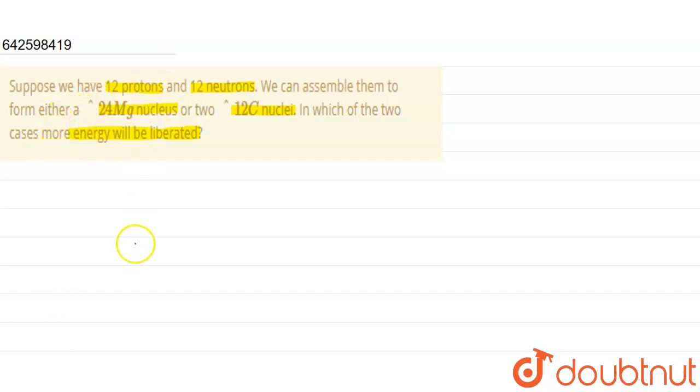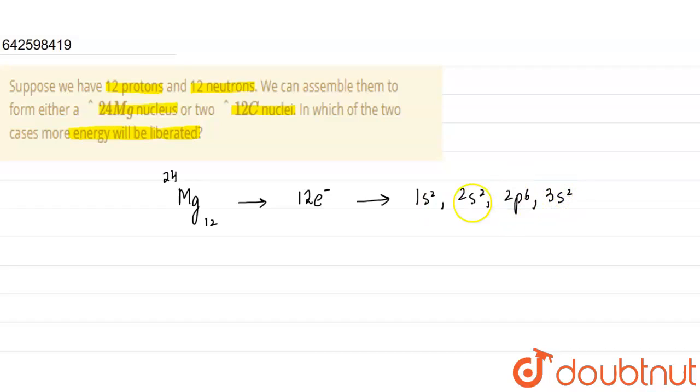So we have 12 protons and 12 neutrons. We can combine them to form either a magnesium nucleus or two carbon nuclei. For magnesium, what is the atomic number? That is 12, and its mass number is 24. So in this case, we need to add 12 electrons to form magnesium, and the electronic configuration would be 1s2, 2s2, 2p6, and then 3s2. No shell is empty. We have all the paired electrons in this configuration.